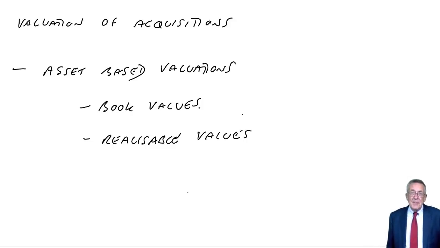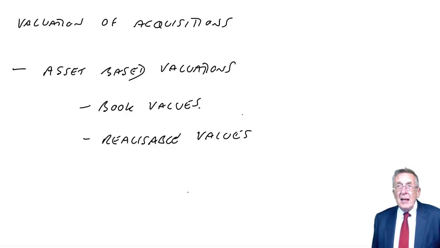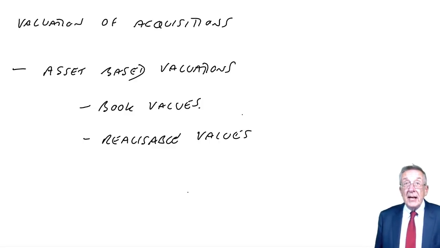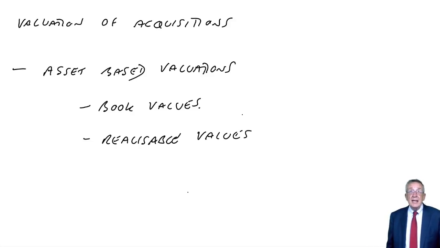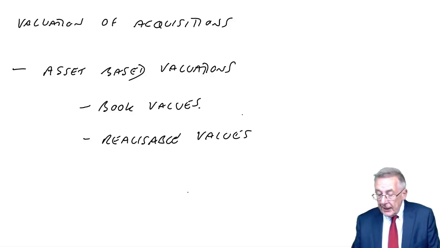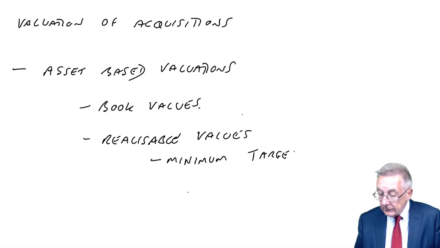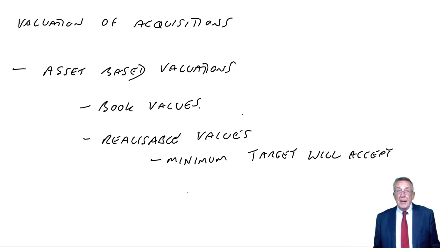Surely the minimum they'd ever normally accept would be the realisable value. Because if they could sell the assets individually and get $1 million, there's no way that they'd let themselves be sold to another company for less than $1 million. They'd be better off breaking the company up. So it's going to be the absolute minimum the target would accept, and of course they'd usually expect to be paid much more as a going concern.